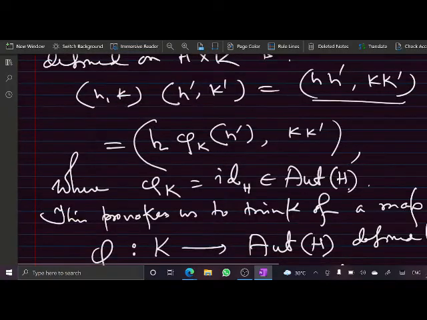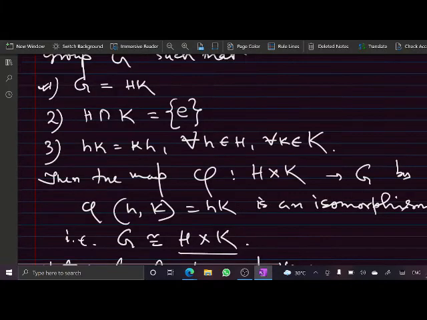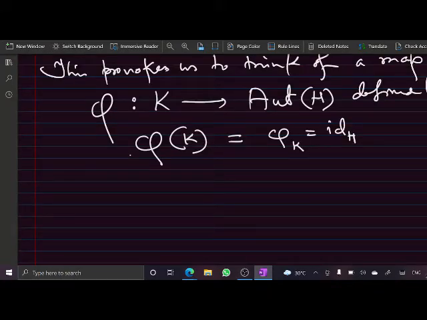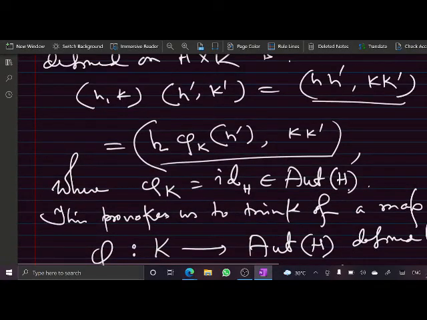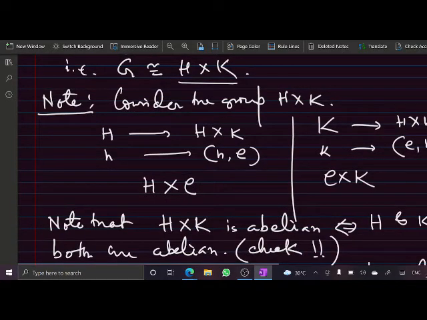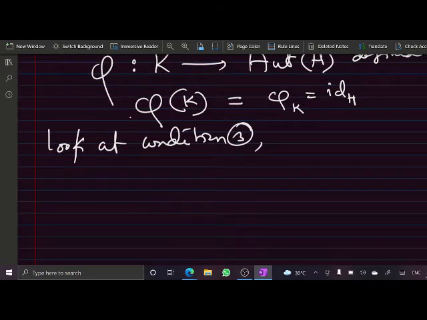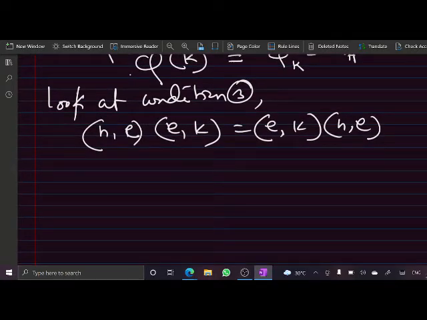Now, why I am looking at this operation in this way is that if you look at condition 3, you will see that hk equals kh, that means every element of H commutes with every element of K. Now, whenever you are living in H cross K, these elements (h, e), (e, k) will satisfy (h, e)(e, k) equal to (e, k)(h, e), if and only if, what does it say?